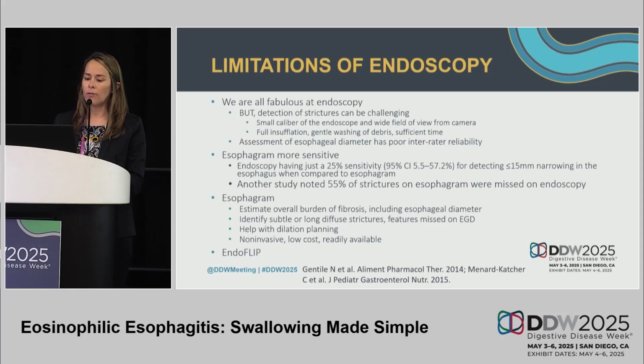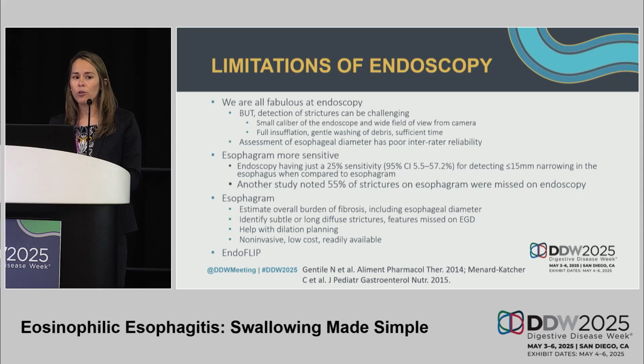An assessment of esophageal diameter has poor inter-rater reliability. This has already been mentioned with esophagograms, but I was just going to mention it further here, that endoscopy can have less than 25% sensitivity, in that beautiful study that was done at Mayo Clinic Rochester, for detecting less than 15 millimeter diameter narrowing when compared to esophagram. And another study in children noted that 55% of strictures on esophagram were missed in endoscopy.